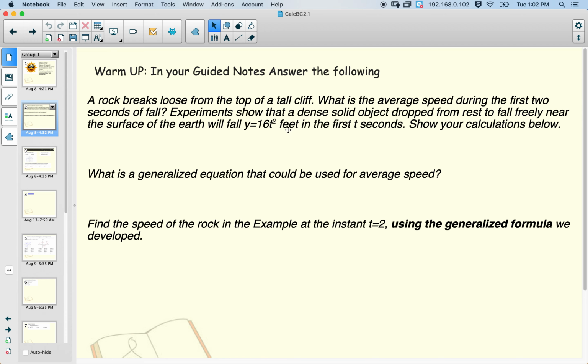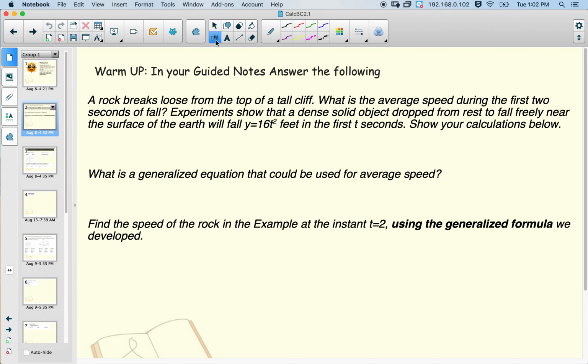If we want to know how far the object dropped, we want to know the average. So what we would want to do is, what would be y of 2?